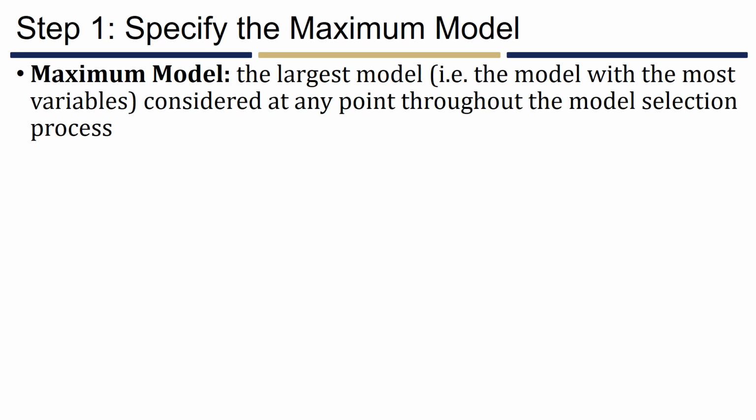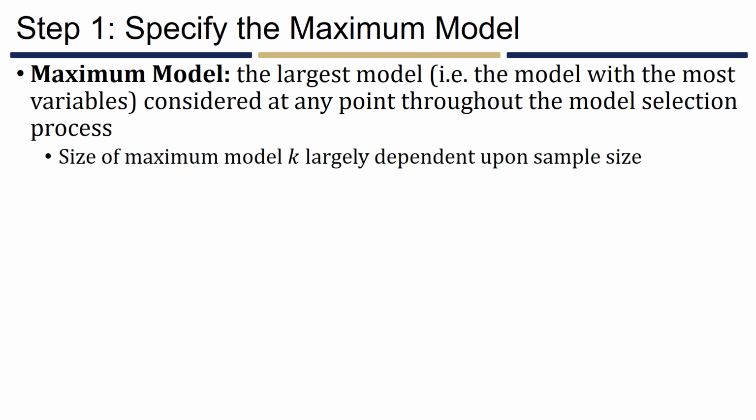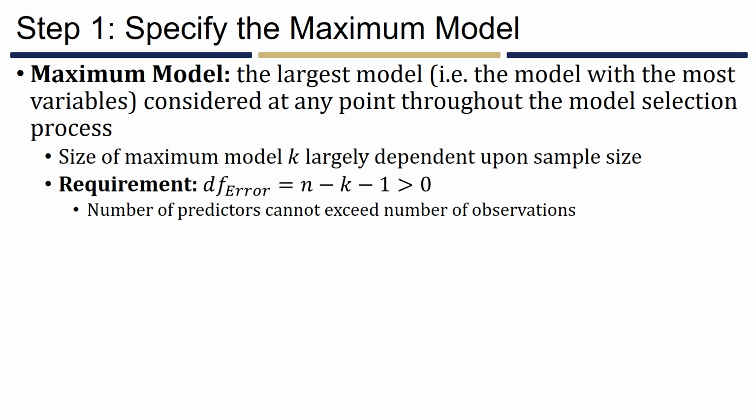Now, the maximum model is defined to be the largest model, or the model with the most predictors, variables, that we consider at any point throughout the model selection process. The size of the maximum model is denoted by K, and it's largely dependent upon the sample size. One requirement that has to be true is that the total number of degrees of freedom in the error term, or n minus k minus 1, has to be greater than 0. In other words, the number of predictors in your model cannot possibly exceed the total number of observations that you have in your data set.